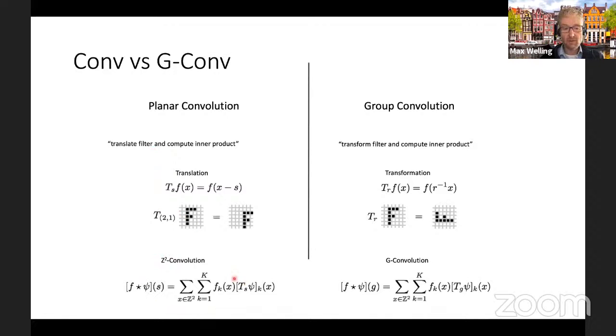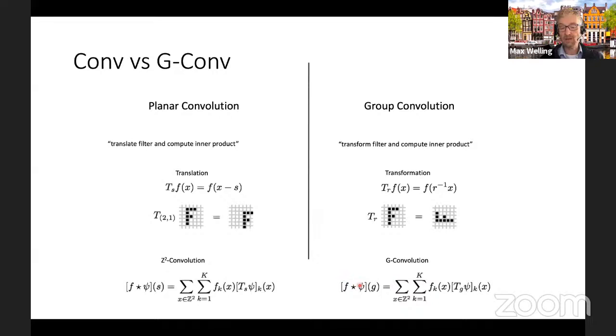So if we take a normal convolution, we can think of it as translating our filter and then taking the inner product with the underlying image. We can do exactly the same for more general group convolutions. So now we have translations and rotations as our basic operation. So now we have an operator TG, which translates and rotates our filter and then takes the inner product with the image.